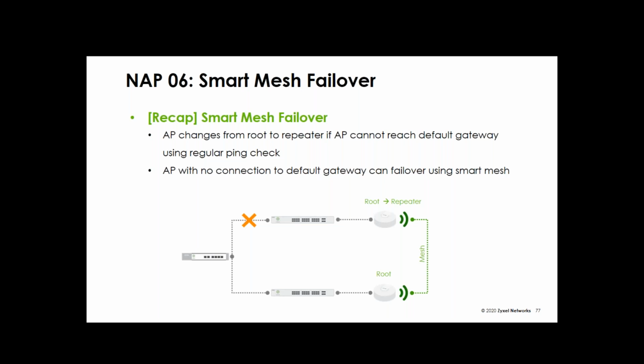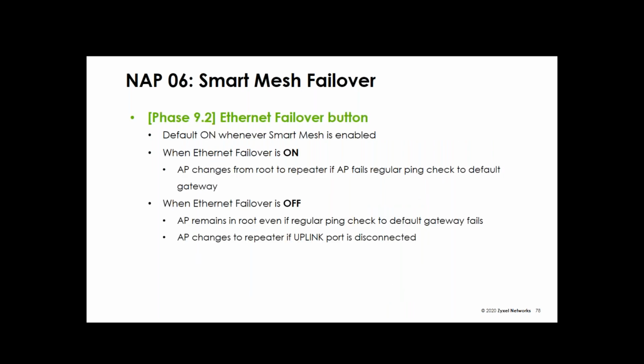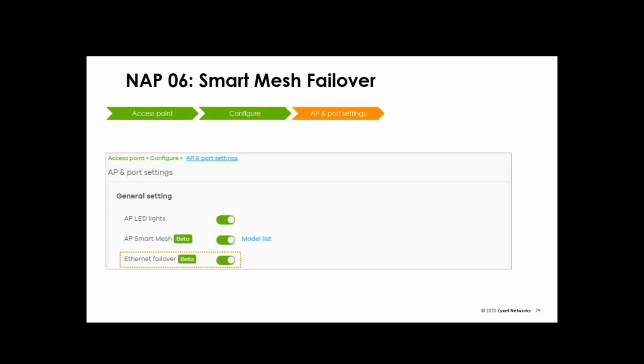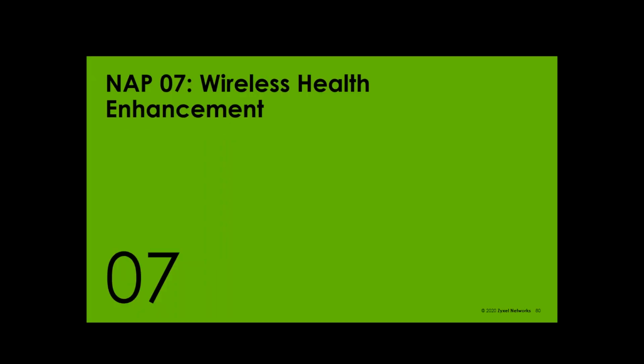Basically, if the access point can't reach the default gateway, then it starts to use the mesh. That's an extension basically of Smart Mesh, and it's taking advantage of the wireless bridge features that have come to the fore. And these are the rules for when the failover will happen. And you can see the configuration screen, what to do.